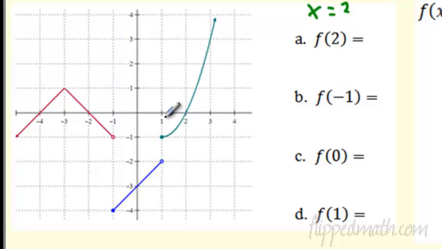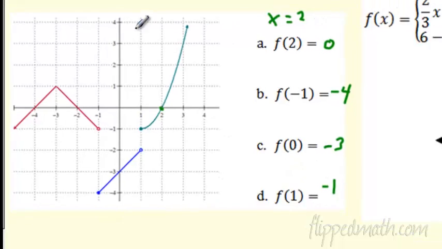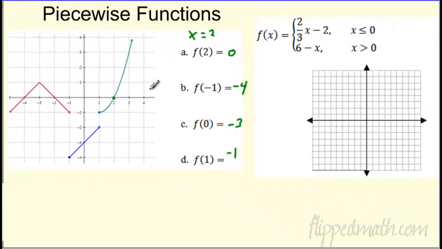What is the f of 2? Plug in 2, what do you get? You get 0. Plug in negative 1, what comes out? Not this one, that's this open circle. You want the closed one, so negative 4 comes out. How about the f of 0? When x is 0, y is negative 3. And when x is 1, which one? It's the solid dot, negative 1. So if I have a picture, boom, it's even easier than plug and chug. You just look at it. I love it.